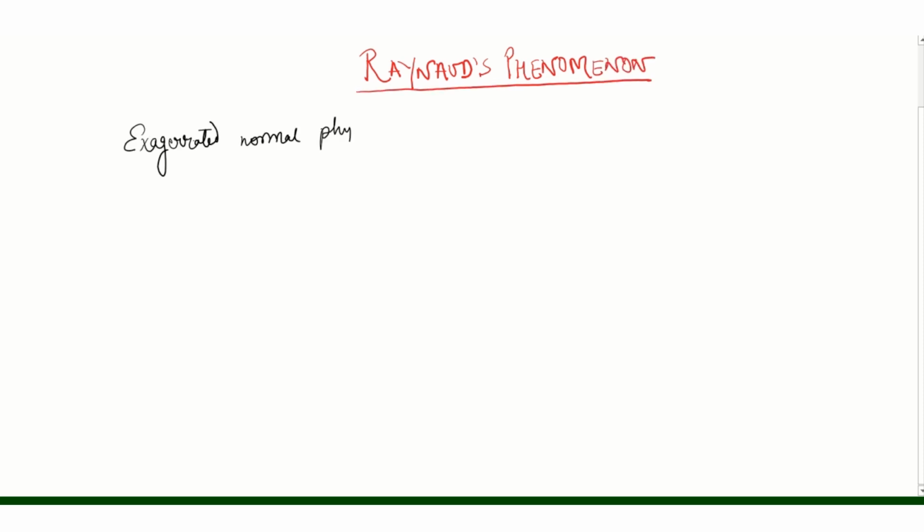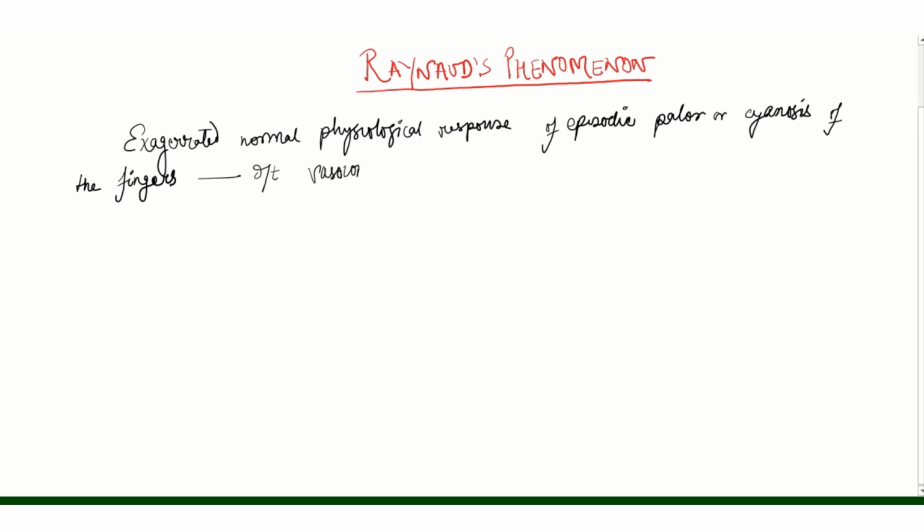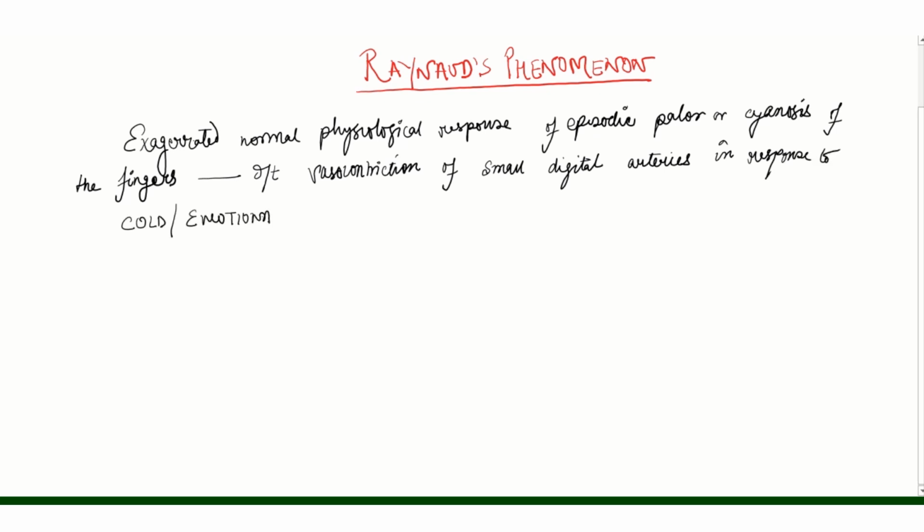Vasoconstriction is a normal physiological response to cold temperature. When there is an exaggeration of this normal physiological response leading to episodic pallor or cyanosis of the fingers in response to cold or emotional stress, this is known as a Raynaud's phenomenon.